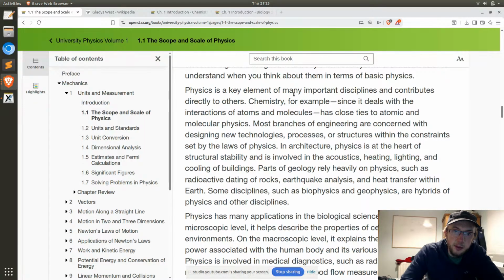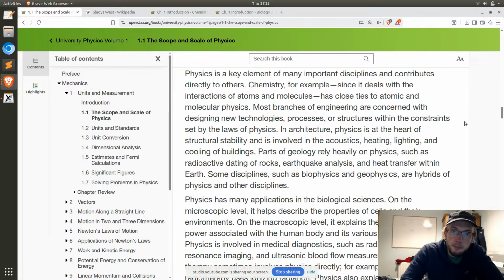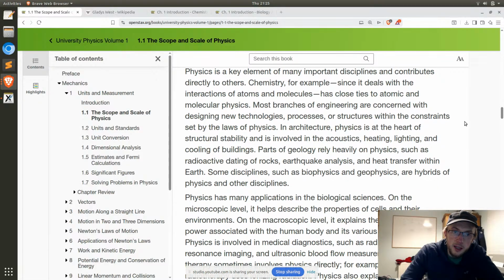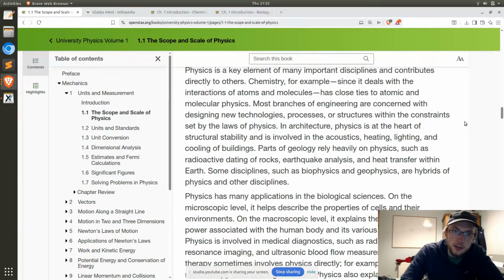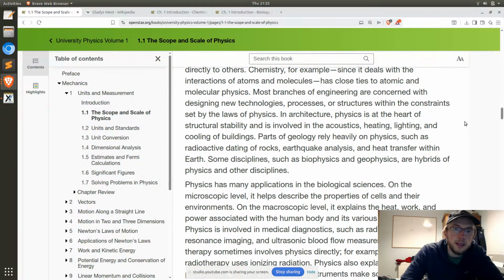Physics is a key element of many important disciplines and contributes directly to others. Chemistry, for example, since it deals with the interactions of atoms and molecules, has close ties to atomic and molecular physics. And a lot of people will just say, well, you know, chemistry can be reduced to physics, and I don't buy that, but I understand. Most branches of engineering are concerned with designing new technologies, processes, or structures with constraints set by the laws of physics. That's true. In architecture, physics is at the heart of structural stability and is involved in acoustics, heating, lighting, and the cooling of buildings.